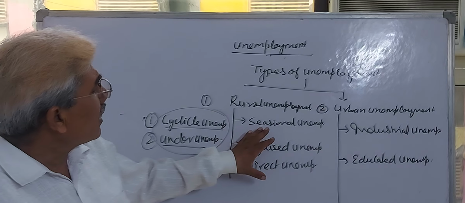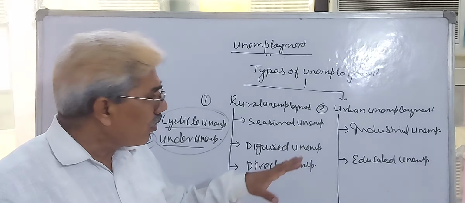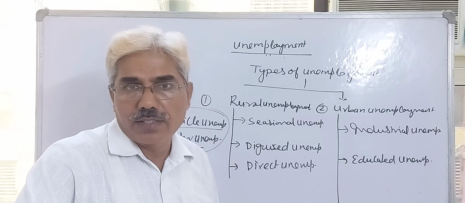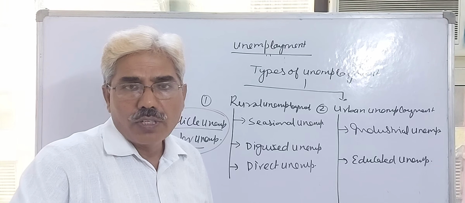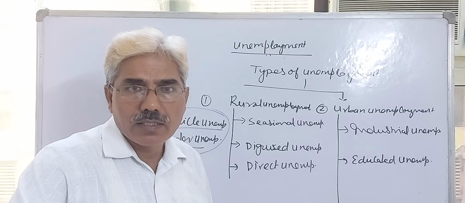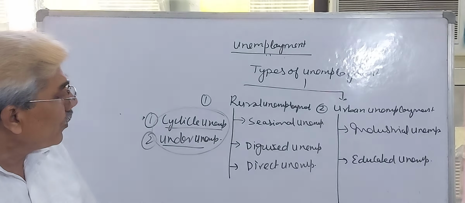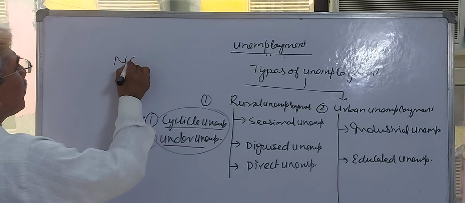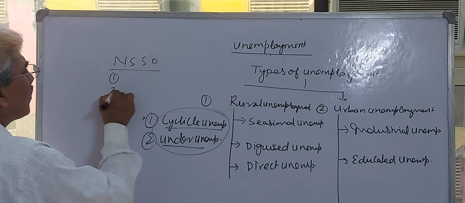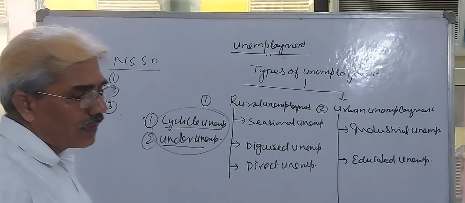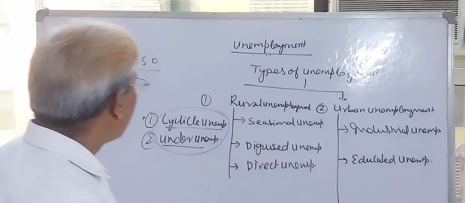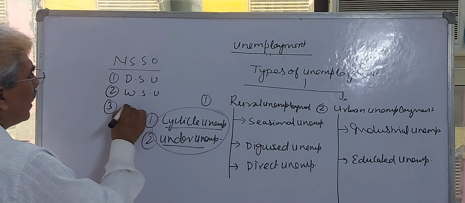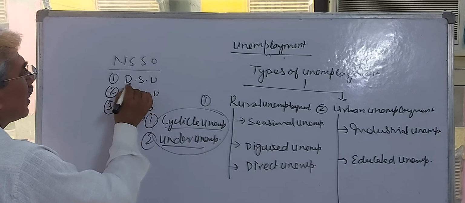Prior to understanding these kinds of classification, you should go through the National Sample Survey Organization. How is the NSSO, the National Sample Survey Office, going to estimate the problem of unemployment in India? If you see that, you will reach the conclusion that the National Sample Survey Organization uses three methods for estimating the problem of unemployment in India: daily status unemployment, weekly status unemployment, and general status unemployment.